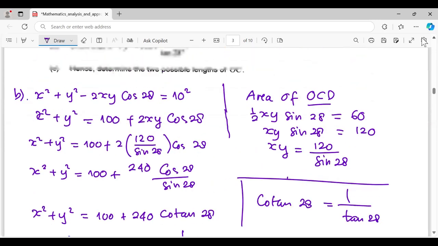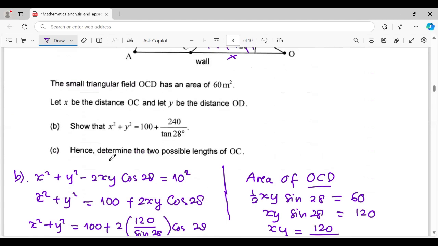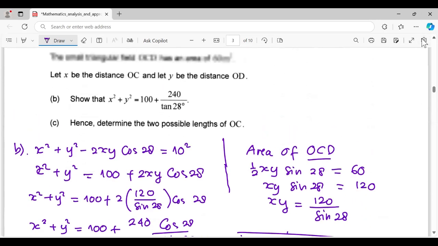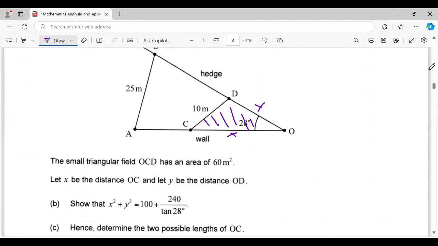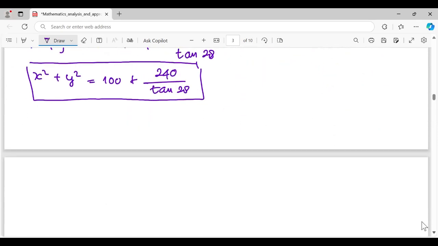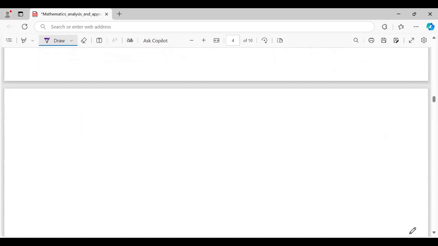Next. Hence, determine the two possible lengths of OC. Okay, which one is OC? Oh, this one, X. We are going to find X.